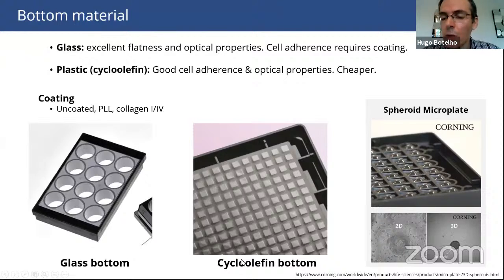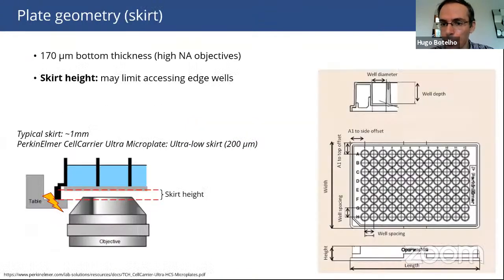If your work deals with spheroids or organoids, you can even buy special plates which have plastic bottoms that are cone shaped, and the idea is that your 3D structure will be formed at the very center of the well, facilitating finding the sample later on the microscope.